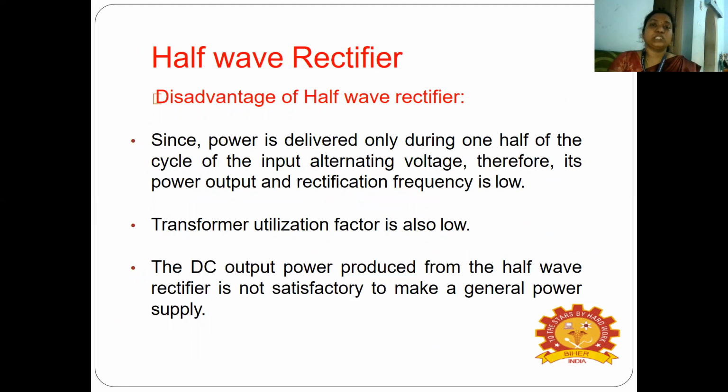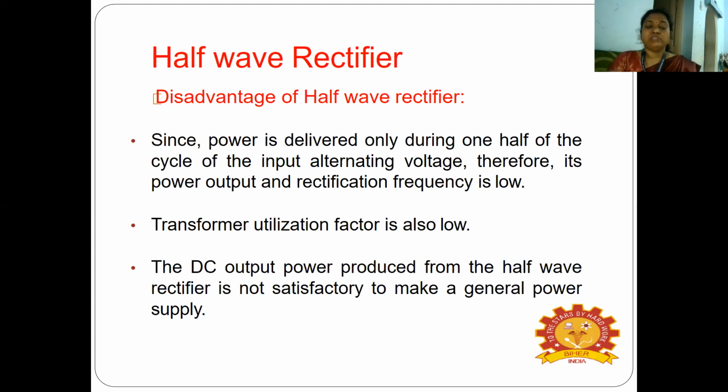What are the disadvantages of the half-wave rectifier? The half-wave rectifier has many disadvantages. Since power is delivered only during one half of the cycle of the input alternating voltage, its power output and rectification frequency are low. That is the first drawback itself: it conducts only for one half of the cycle, and the other half is said to be off. So what about the power output? It is low. What about the rectification frequency? It is also low. So this is the first basic point of the half-wave rectifier.